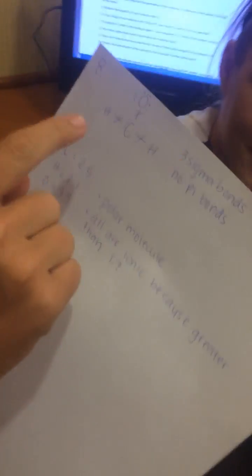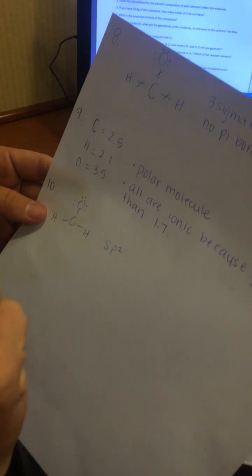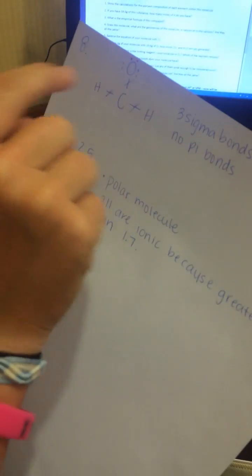On the next one, after you draw the molecule, it'll be C with the H's on the side and then the O. You're going to count the sigma bonds. So there's 1, 2, 3 sigma bonds, and there's no extra lines, so there's 0 pi bonds.